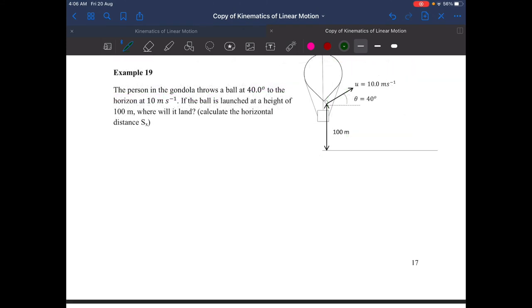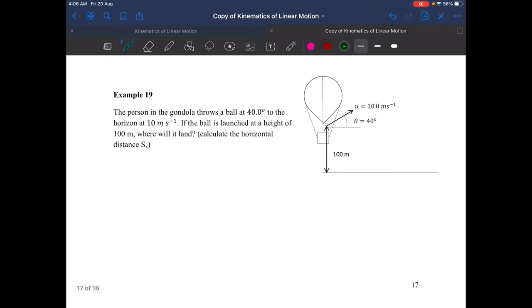Okay, let's try to do example 19 pula. Okay, so kamu ada gondola kat sini kan, balloon besar tu. Okay, right. So kat sini, dia cakap the person in the gondola, ada orang dalam ni, throws a ball at a 40 degree to the horizon at 10 meter per second. Okay, horizon tu maksudnya dia campak macam tu lah, ke horizon. If the ball is launched at a height of 100 meter, where will it land?